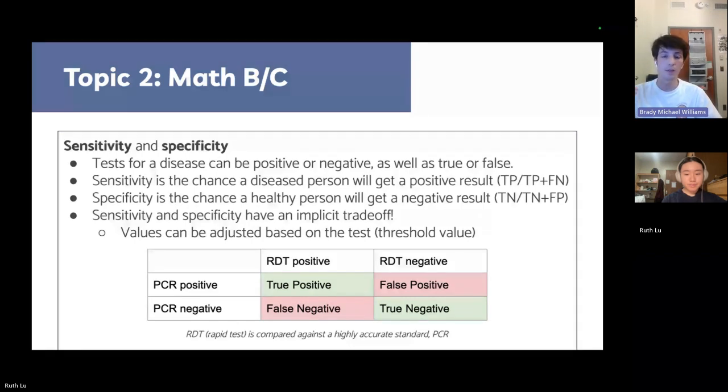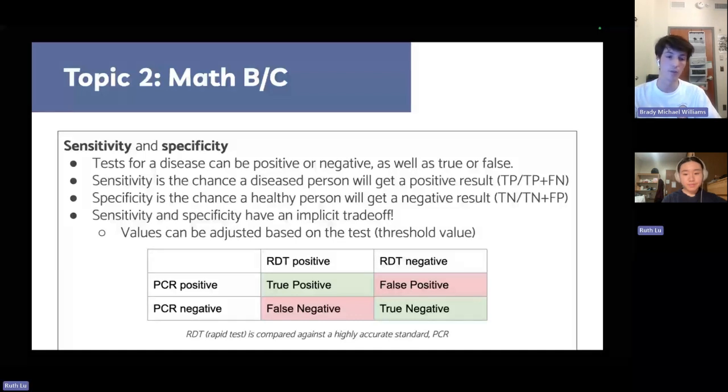But by bringing that threshold up, you're going to be missing a lot of people who do have the disease, and those people will be getting false negatives. So your sensitivity is going to be lower. So by adjusting this threshold value, we can change our sensitivity and specificity. And we might want to do that based on the nature of the disease, right?